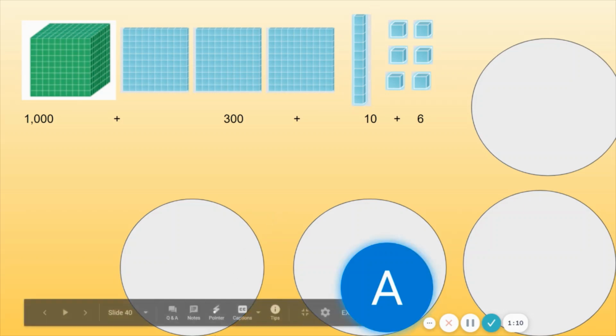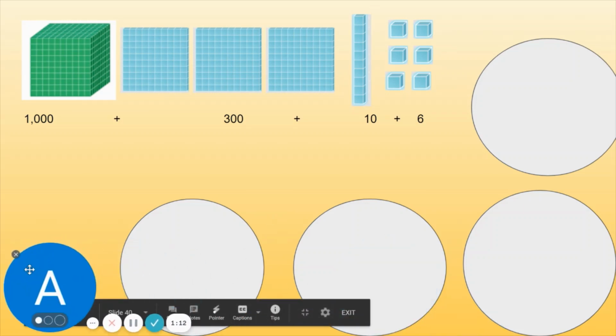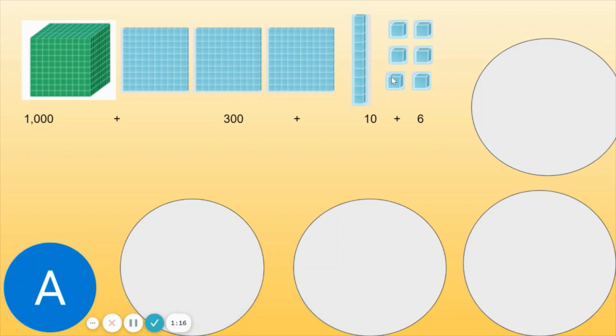So here I have my cube, which represents 1,000. Then I have my 300, my 300s, my rod, and my 6 units. This represents 1,316. And I have my 4 groups.